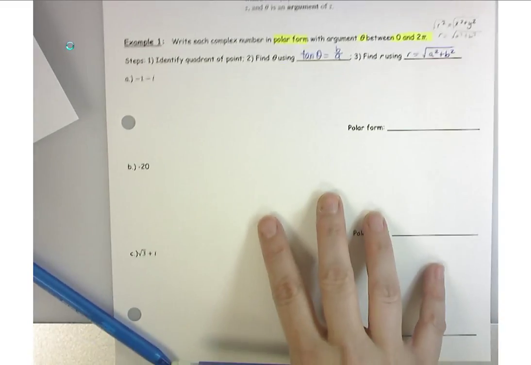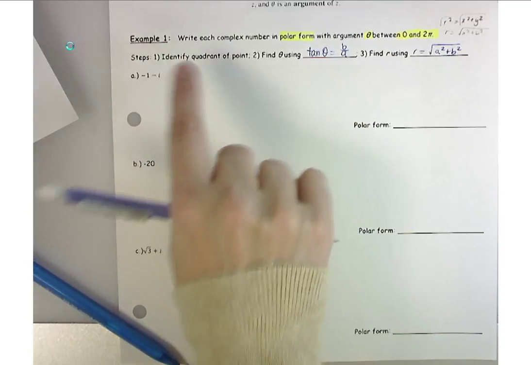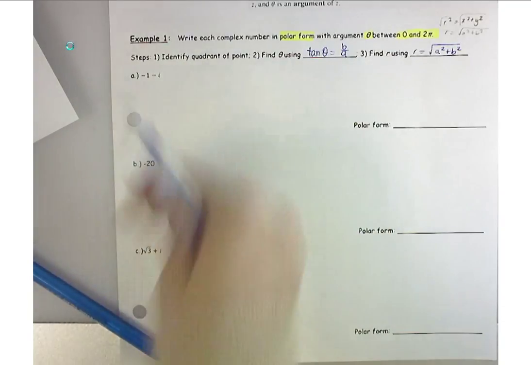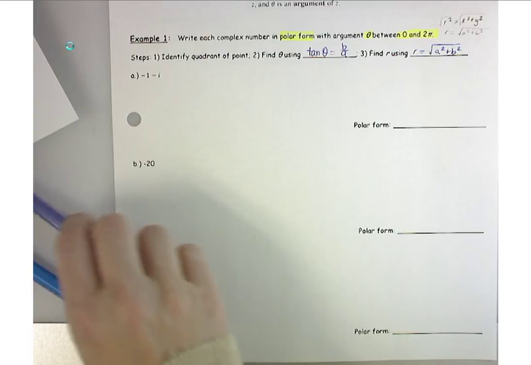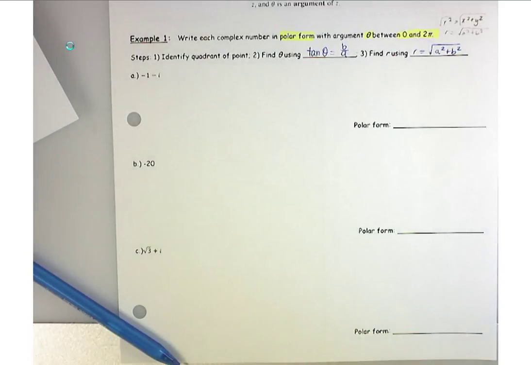So what I want you to do for part A is these 3 steps. Well, really, I want you to do it for all of them, but start with part A, and then I'm going to check in with you in just a minute.